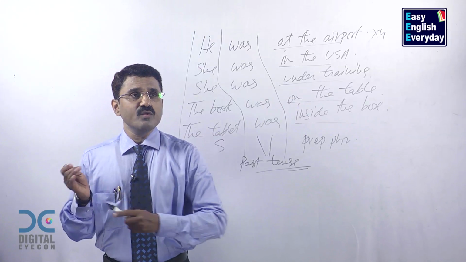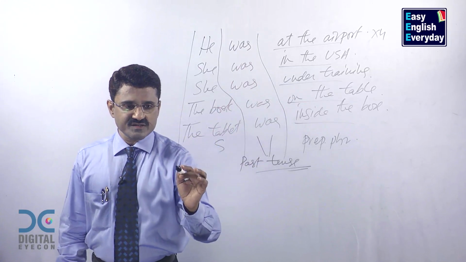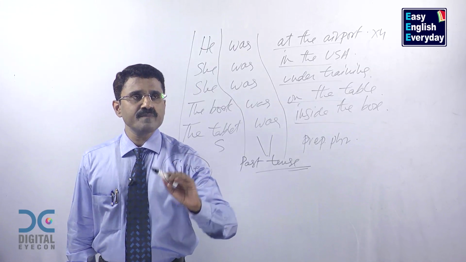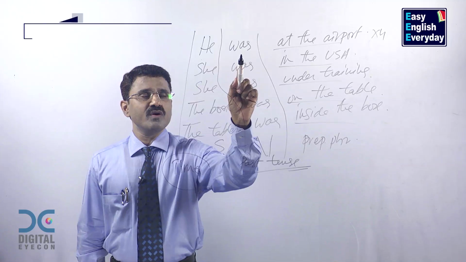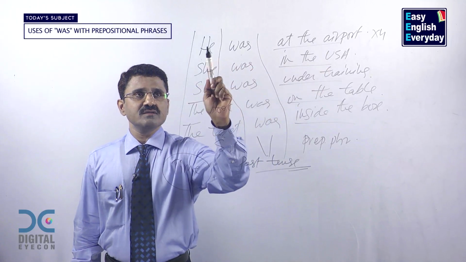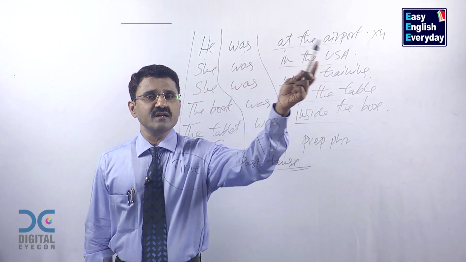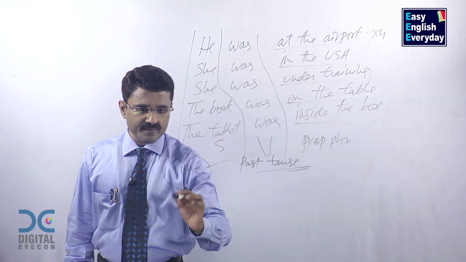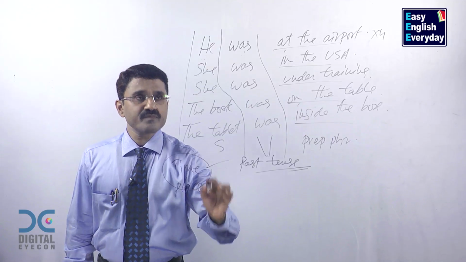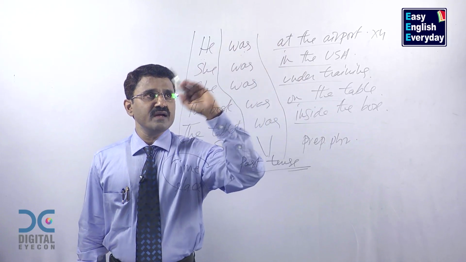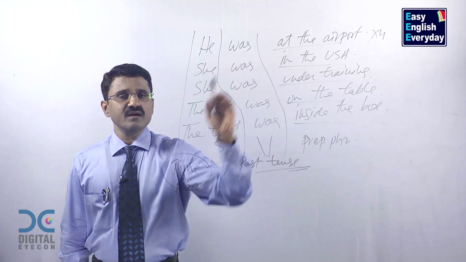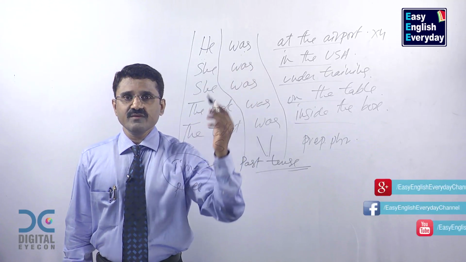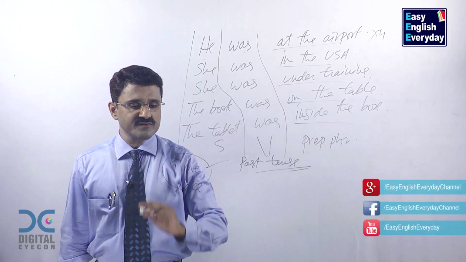And by the way, when should I use this type of sentences? When you are talking about time, like the exam was at 9 o'clock. The exam was on Sunday. The exam was in December. Time. Then place. He was in Hyderabad. He was in America. He was in Singapore. He was at home. He was on second floor. He was on first floor.